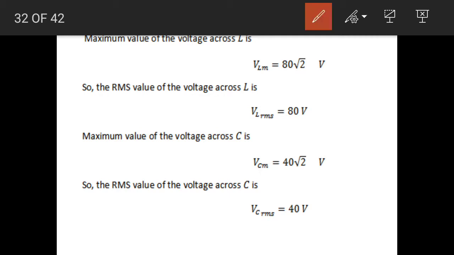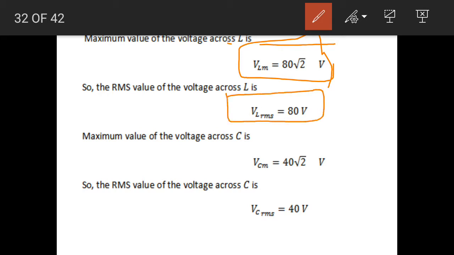The maximum value of the voltage across the inductor is 80 under root 2. We divide this maximum value by under root 2 and we obtain the RMS value of the voltage across the inductor, that is 80 volt. So if we install a voltmeter across the inductor, the voltmeter will read 80 volt.